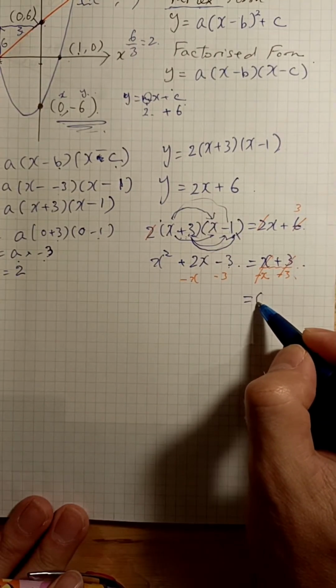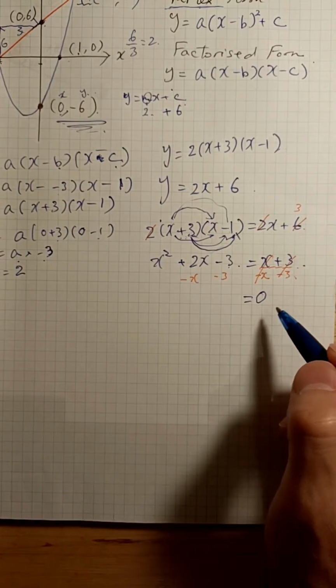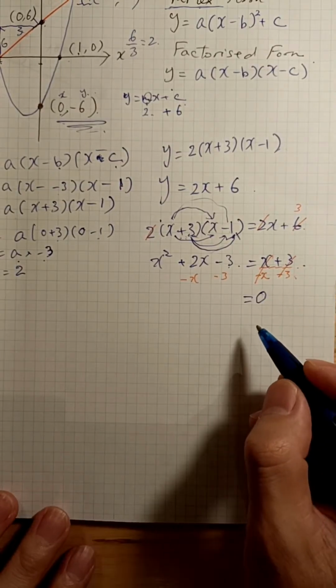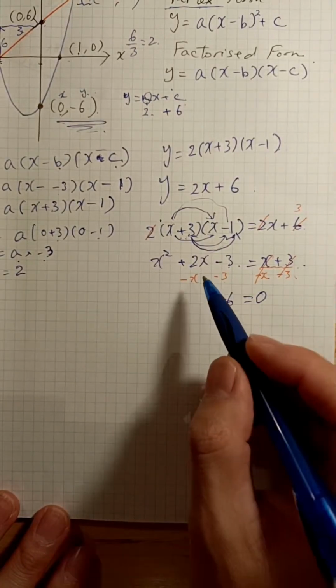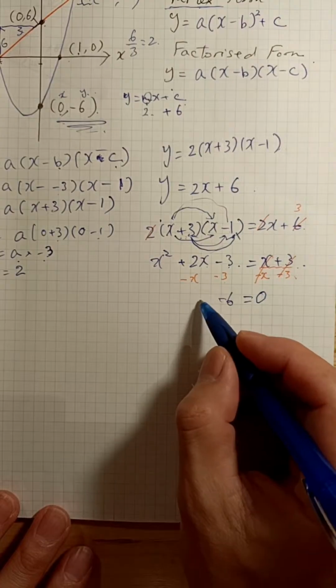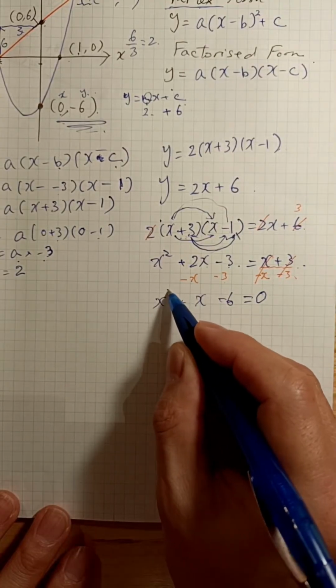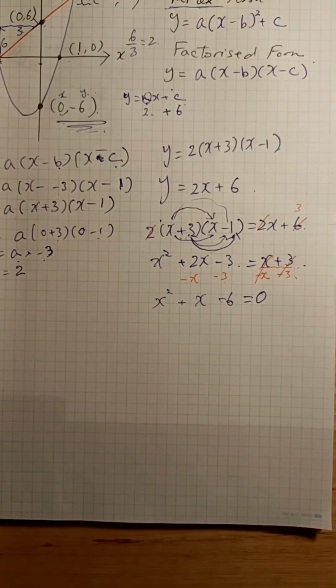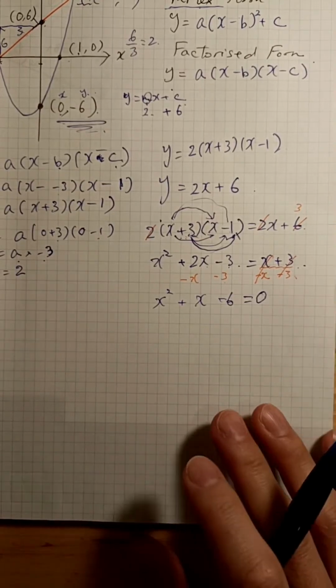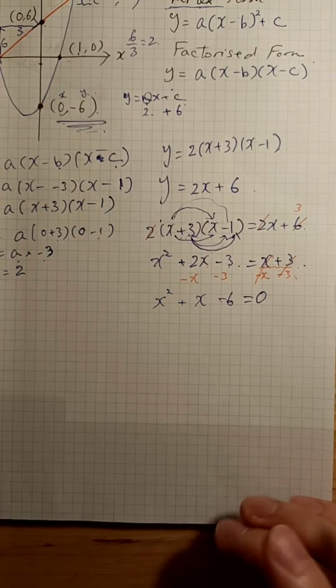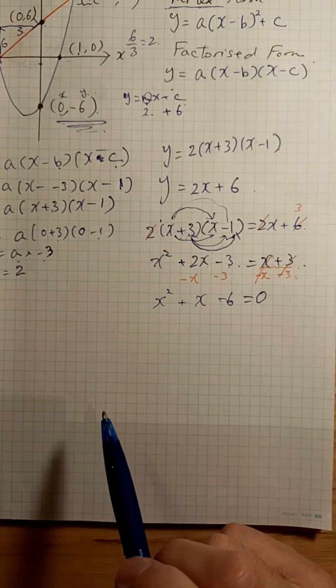Then we need to create 0 on the other side, okay? Then negative 3, negative 3, negative 6. 2x take away x is x, and then x squared, okay? If you work on the quadratic equation, you can solve it and find the answer, isn't it?